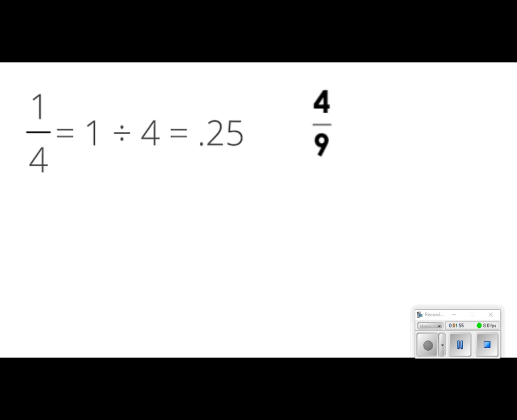Please try 4/9 and 9/10 on your calculator. You will need to pause the video to do so. 4/9 is going to round to 0.44, and 9/10 is going to divide into 0.9.